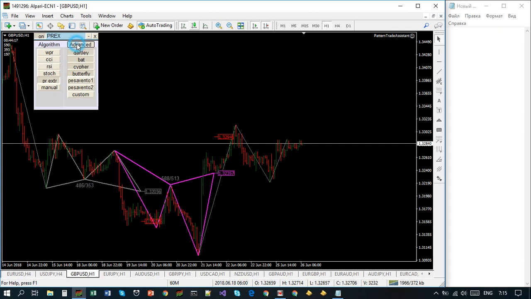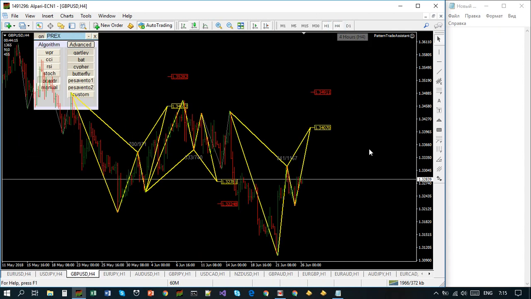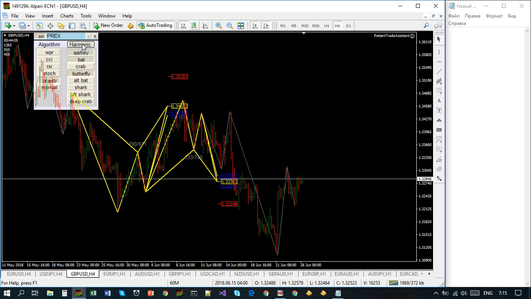Harmonic patterns, nothing. Let us switch to 4 hour, and on 4 hour we have a potential bat advanced formation. Let me switch to the harmonic approach. We don't have a bat according to the harmonic approach.